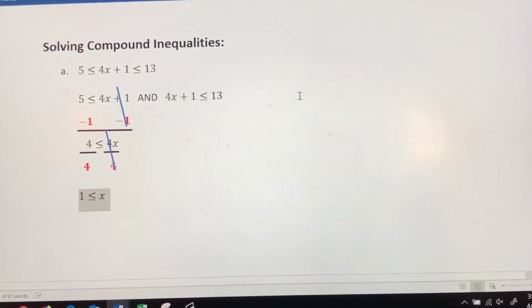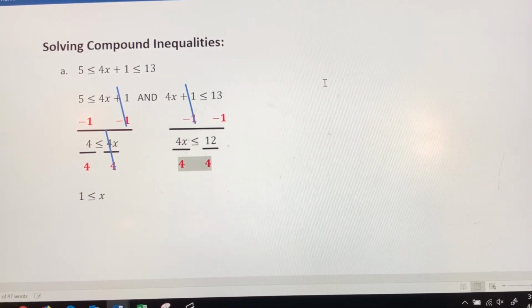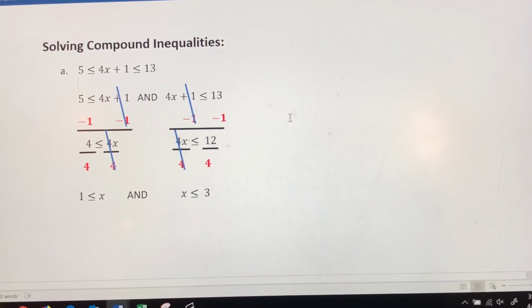And now let's solve this one. We're going to subtract 1 from both sides again. On the left side, the 1's cancel out, so that's going to leave me with 4x less than or equal to 12. I want to divide each side by 4. On the left side, the 4's cancel out, and that's going to give me x is less than or equal to 3. So we've got two pieces here. We've got x is bigger than or equal to 1 here. Over here, we've got x is smaller than or equal to 3.